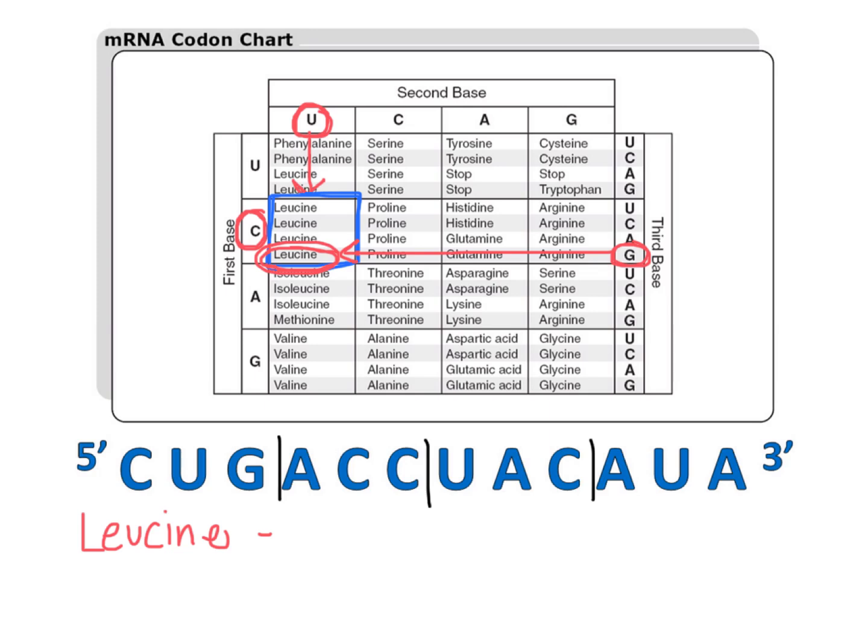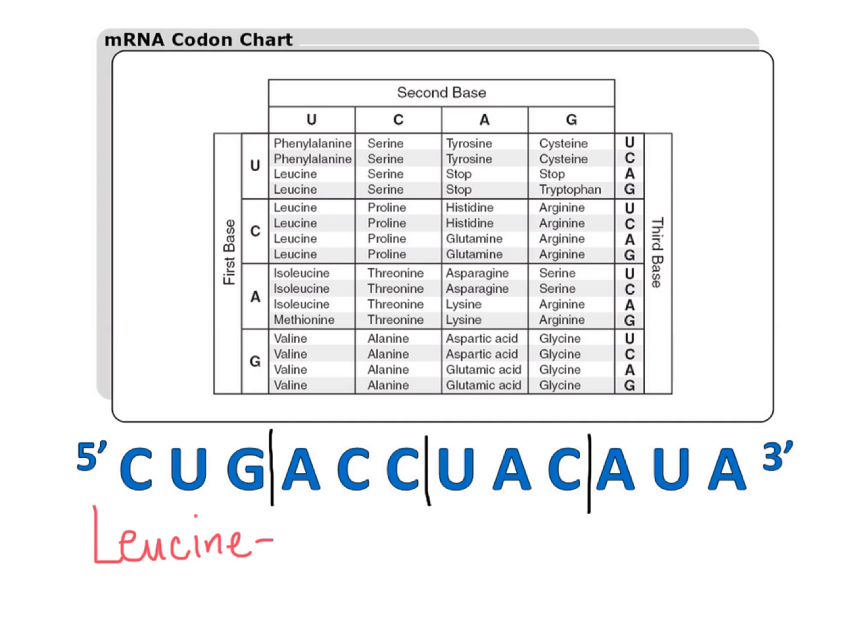Now you probably noticed that all of the amino acids in that box are leucine, and sometimes that will happen. But it's very important that you understand how to use the third base, because there's plenty of boxes in the codon chart that have more than one amino acid or a stop codon in them, and it's very important that you can tell which one a codon is coding for.